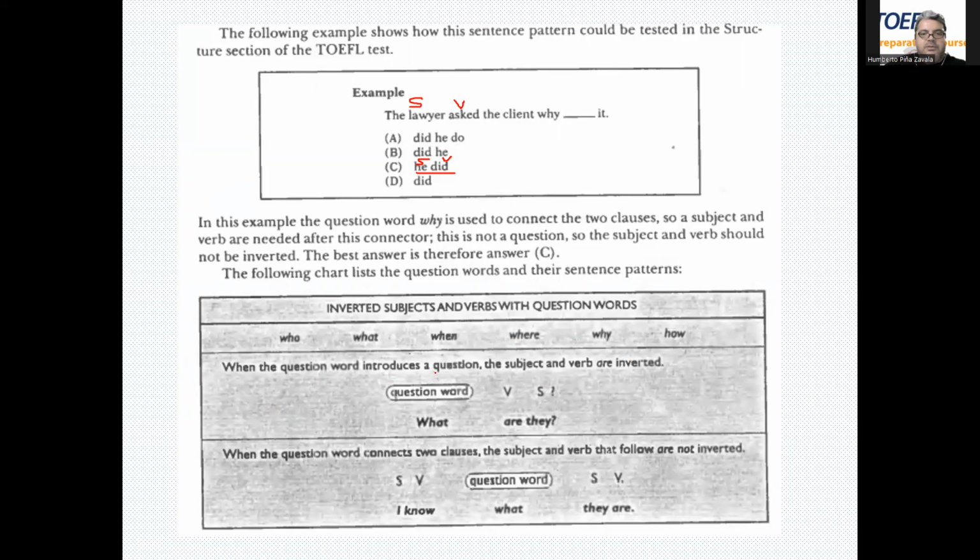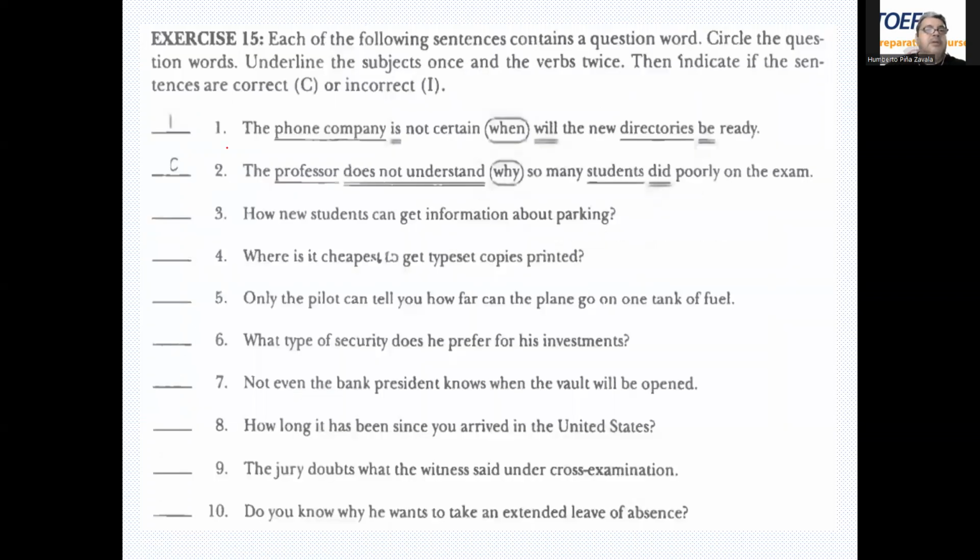When the question word introduces a question, the subject and the verb are inverted. What are they? Verb, subject. When the question word connects two clauses, the subject and the verb that follow are not inverted. I know what they are. Subject, verb, subject, verb.